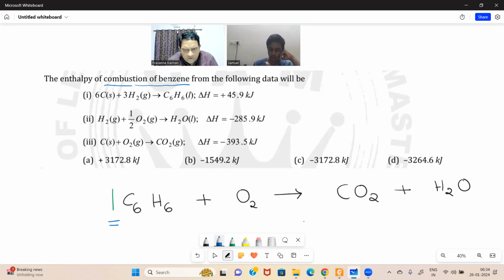So much time is not needed at all. You can just finish it in a few seconds. C6H6 plus 5/2 O2 forms CO2 plus 3H2O. If it is CO2, you already said carbon is not balanced, right? If it is only CO2, is carbon balanced, Samuel? No. Balance it and tell me.